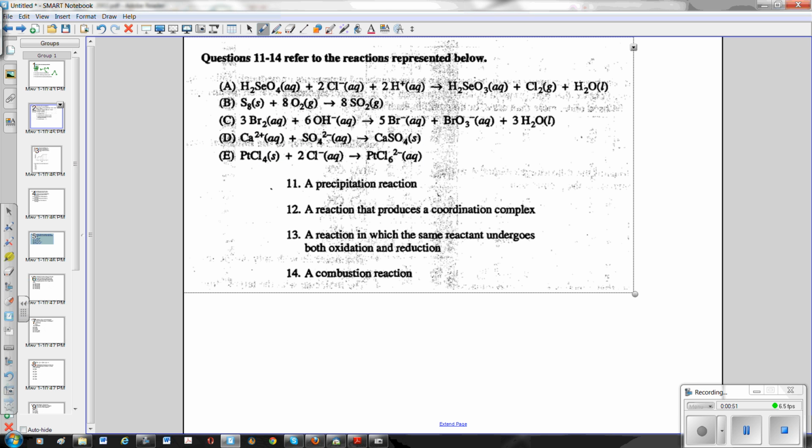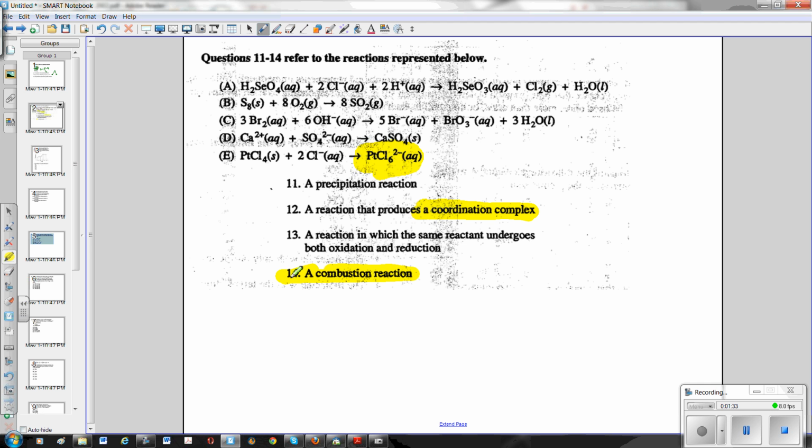Next one, 12. A reaction that produces a coordinated complex. A coordinated complex is when you take a transition metal and you wrap it around a bunch of ions. So right there, if you notice, you have platinum, which is a transition metal surrounded by a bunch of ions with a charge. That's what a coordinated complex is. So a coordinated complex is going to be on the right-hand side. It's going to be a transition metal surrounded by a whole bunch of ions. Pretty easy to spot. In fact, you'll do the reaction homework probably tonight if you're watching this on Wednesday.